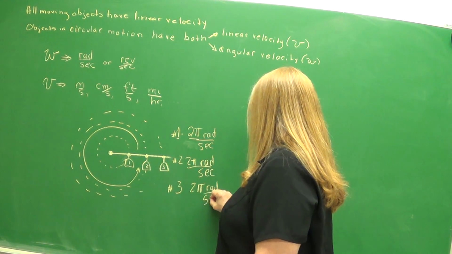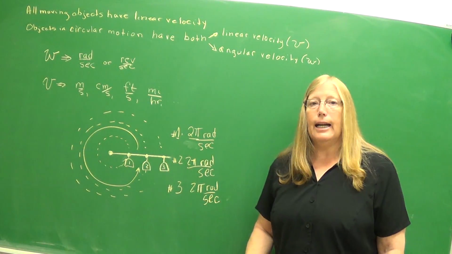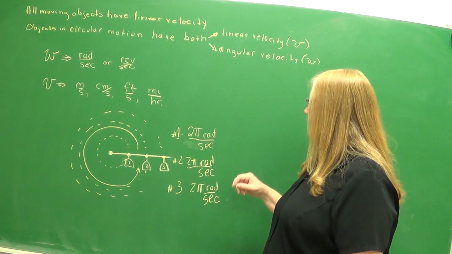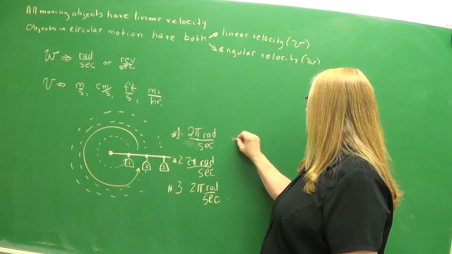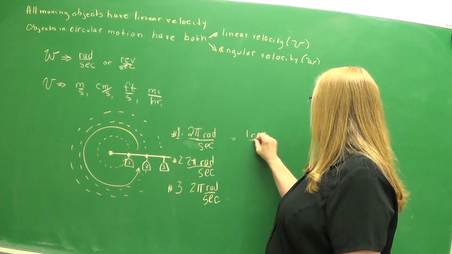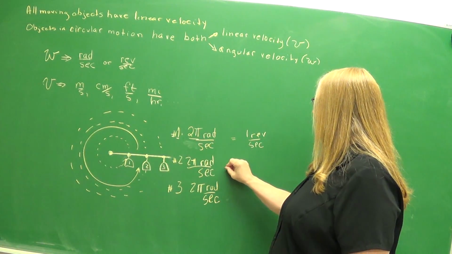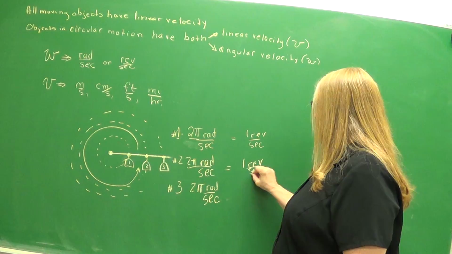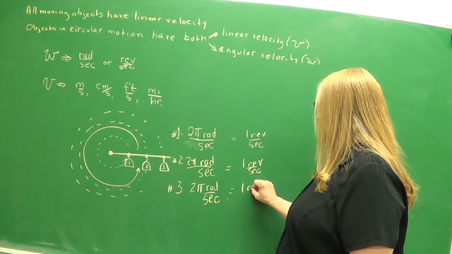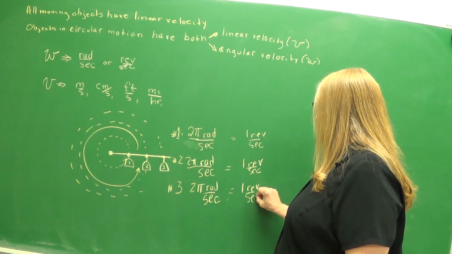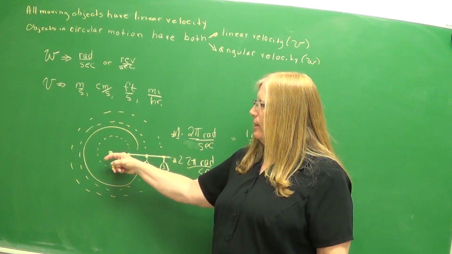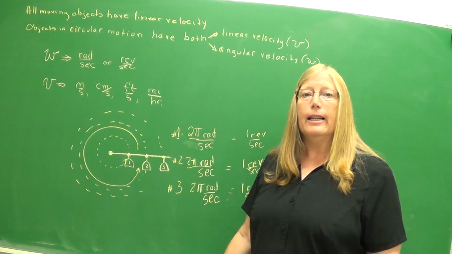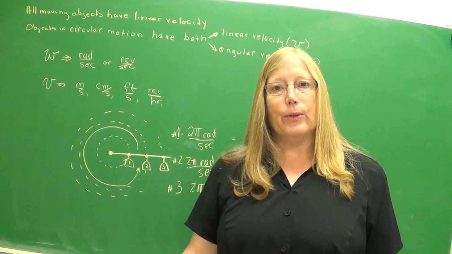Another way we can say that is 1 revolution per second. So in this case, this is also equal to 1 revolution per second, so is this, and so is this. Since they're all connected to the same rope, and the rope is spinning at the same angular speed, they all have the same angular speed.